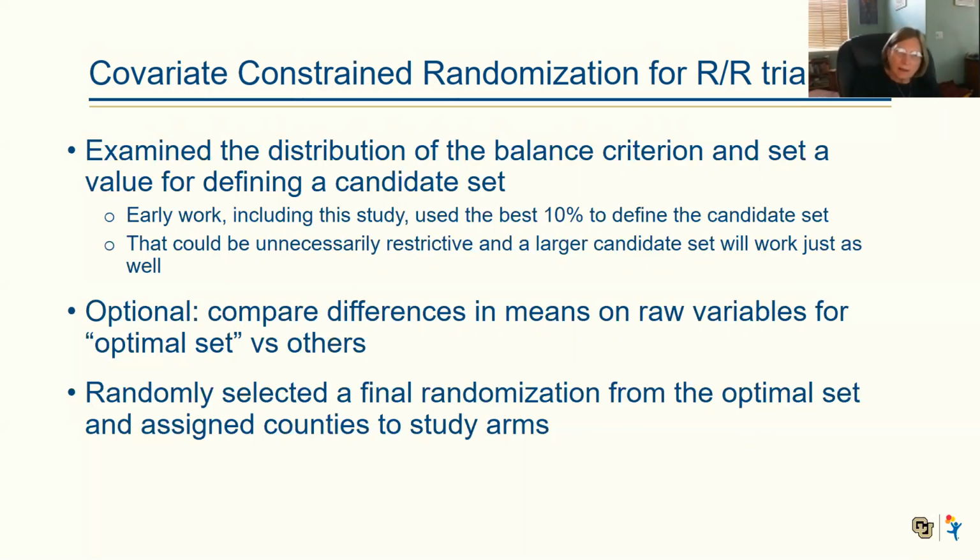And one of the things that we did to look at how well our procedure worked was to compare the differences in the means on the raw variables for all the randomizations in the optimal set versus others. And then finally, we chose one randomization from the optimal set as our final randomization and assigned counties to study arms.